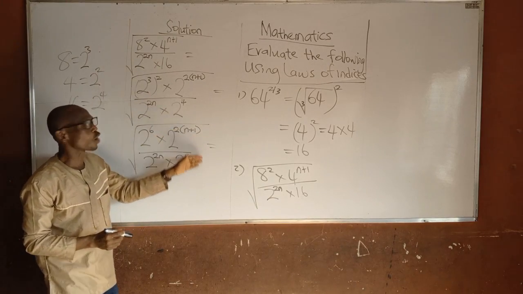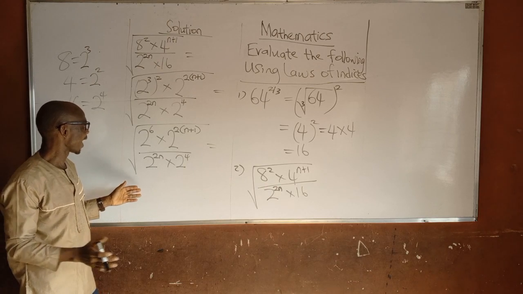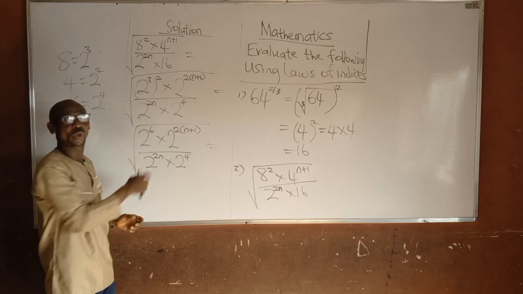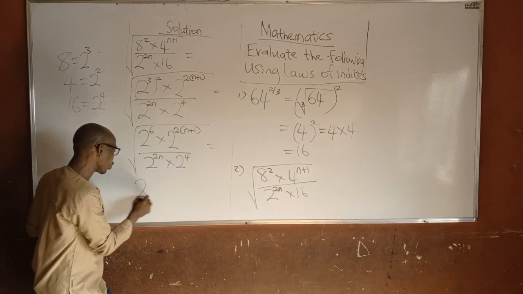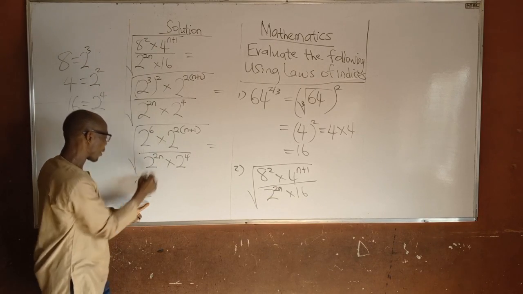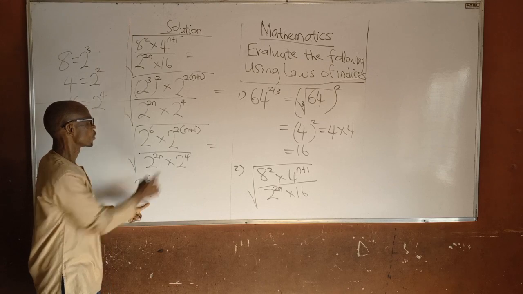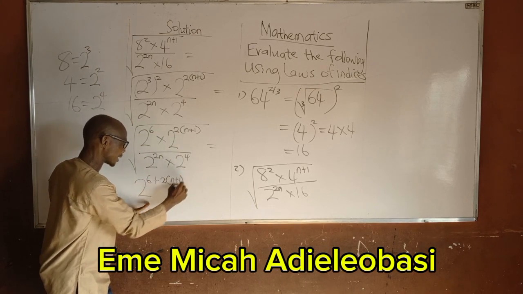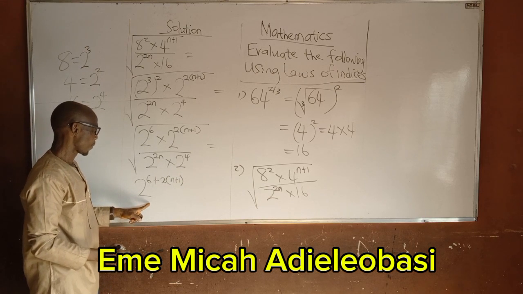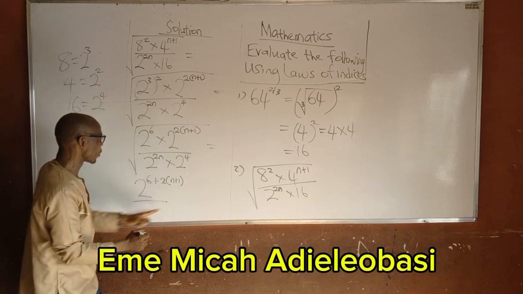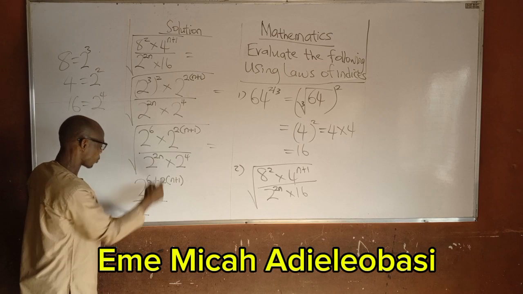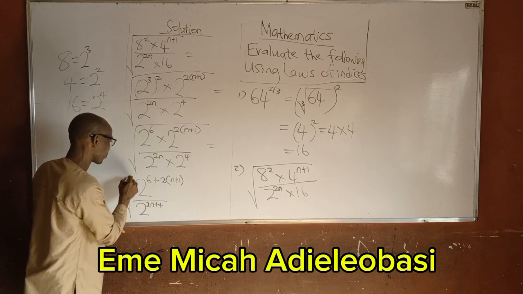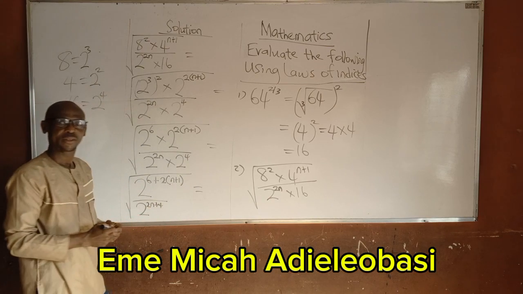We can apply the laws of indices by saying, because this is multiplying, their powers will add. So we now have 2 raised to the power of 6 plus 2 open bracket n plus 1 bracket close, all over 2 raised to the power of 2n plus 4. And that is what we have.